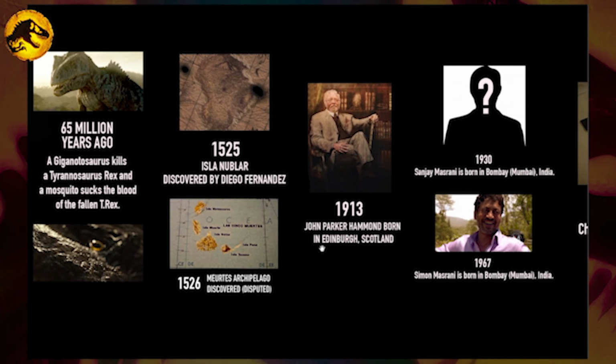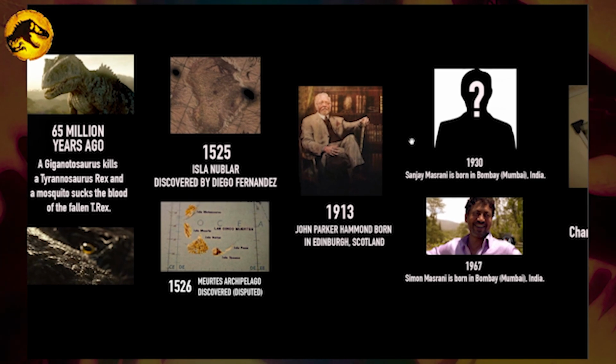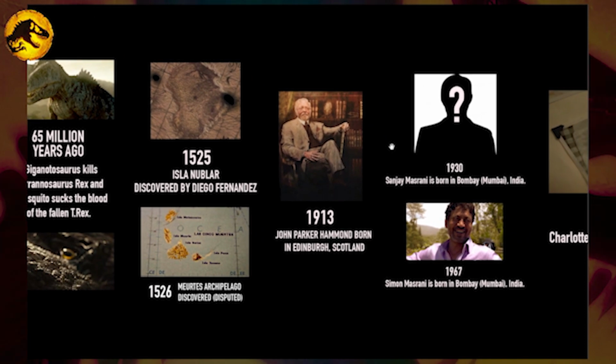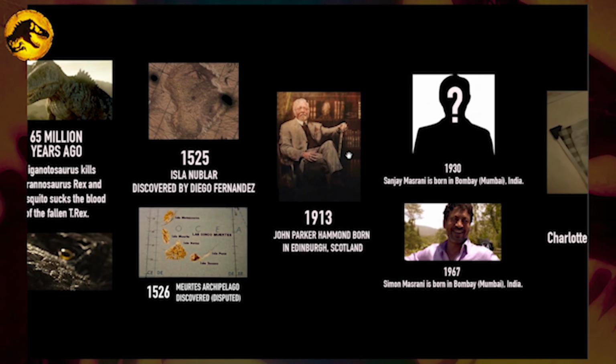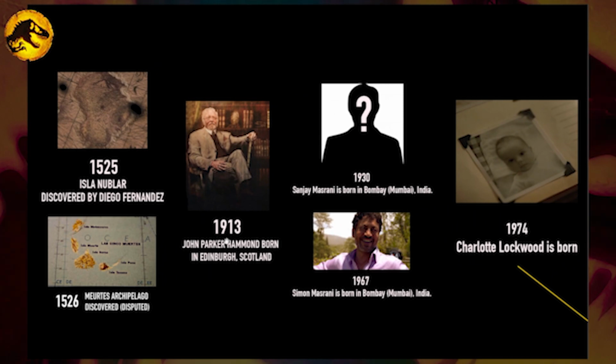1913, our dear John Parker Hammond is born in Edinburgh, Scotland. So the founder of InGen, himself the man who had the idea to clone dinosaurs from mosquitoes trapped in amber. It is his birthday, 1913.